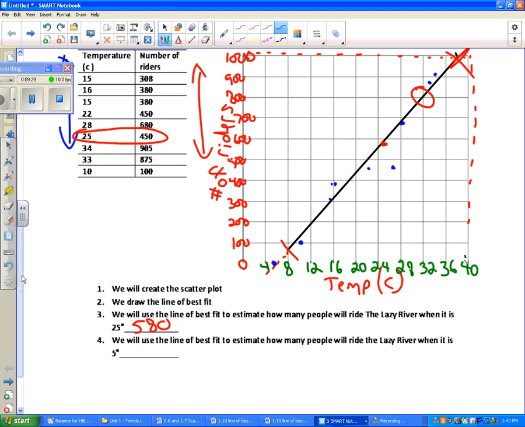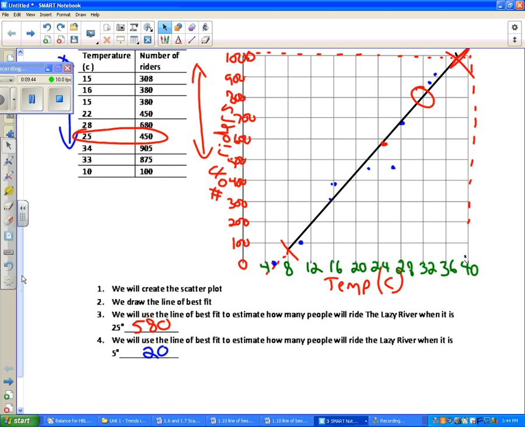Now, if I work at Wonderland, I can use all this information to determine, should I open this ride if it's less than 10 degrees? Well, if it's less than 10 degrees, according to this line of best fit, the most people we have riding it is about 100. So perhaps it's not worth our while.